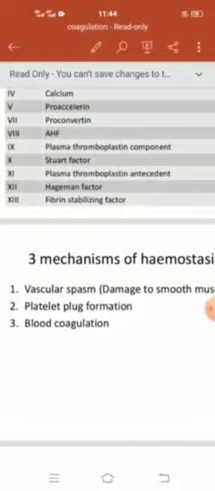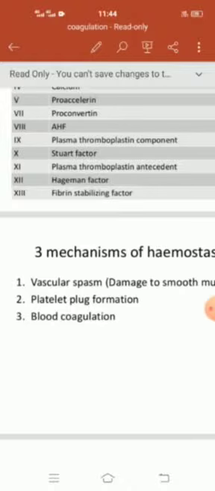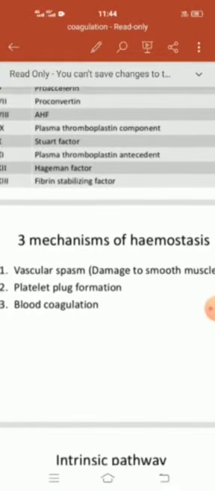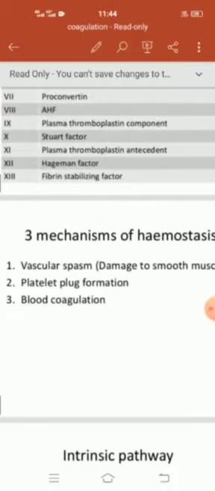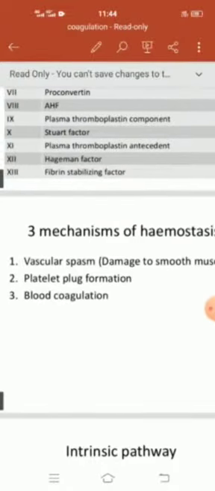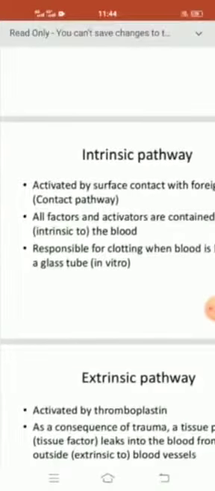So the mechanism of hemostasis, that is to prevent the bleeding. The first mechanism is through vascular spasm, the damage to the smooth muscles. So there will be vascular spasm, then platelet plug formation, followed by blood coagulation. There are two pathways, one is the intrinsic pathway, one is the extrinsic pathway.